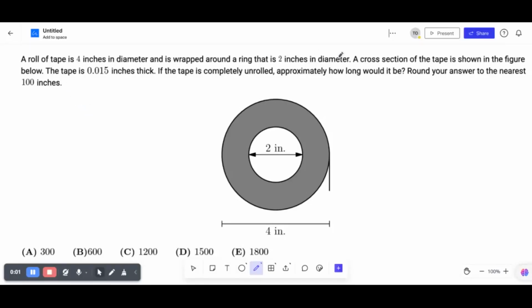Okay, so today we're doing the AMC 2024 AMC problem 22.